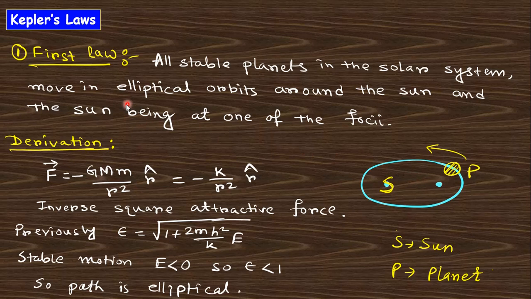If you want to derive this first law of Kepler's, you can see this is the gravitational law, and for attraction this gives you a negative sign, and we obtained in the previous lecture the eccentricity, which will be less than 1 when the energy is less than 0, right? So energy will be less than 0, and energy will be negative when the system is stable. Since the planet moves in a stable configuration, you can see the energy is negative.